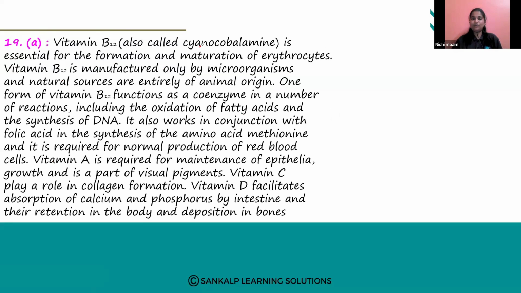What is another name for it? Cyanocobalamin. Okay, it is also called cyanocobalamin. It is essential for the formation and maturation of erythrocytes. It is manufactured only by microorganisms and natural sources are entirely of animal origin. One form of vitamin B12 acts as a coenzyme in a number of reactions. It also works in conjunction with folic acid in the synthesis of amino acids like methionine.